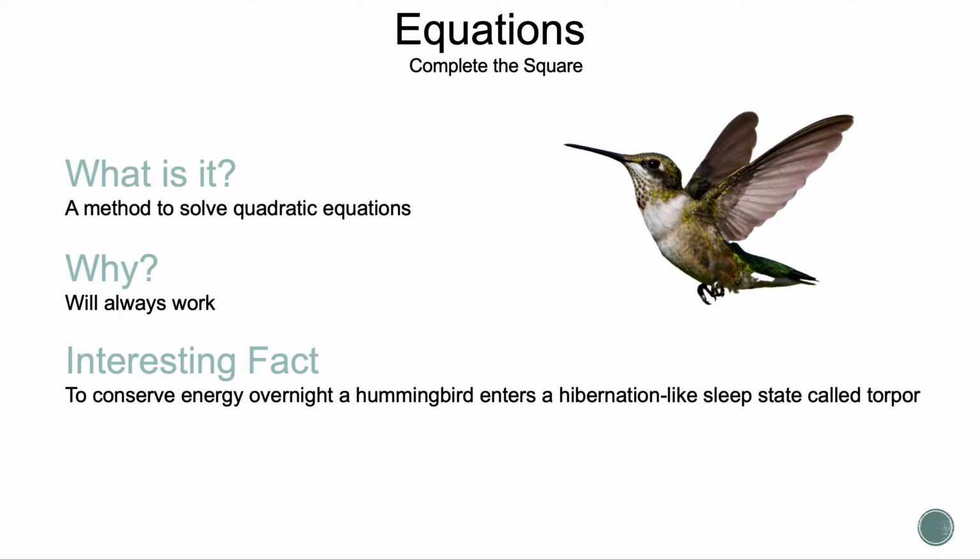Interesting fact. To conserve energy overnight, a hummingbird enters a hibernation-like sleep state called torpor.